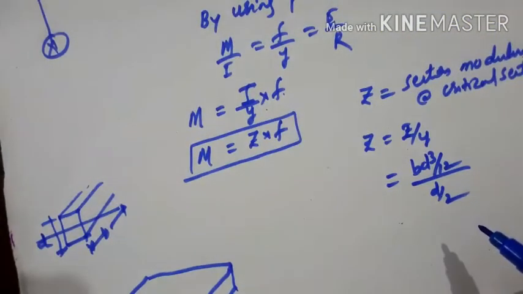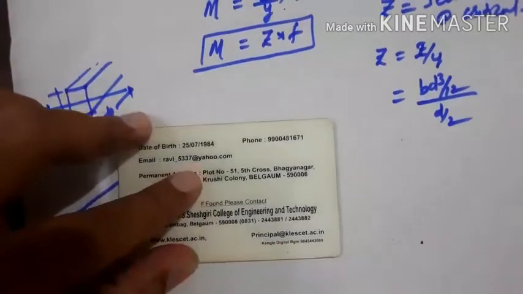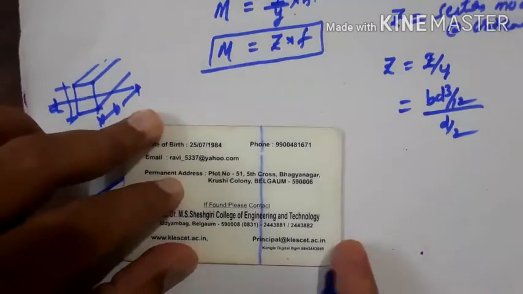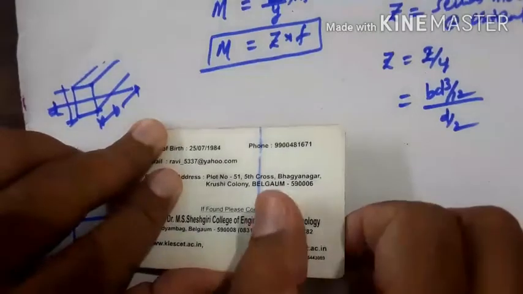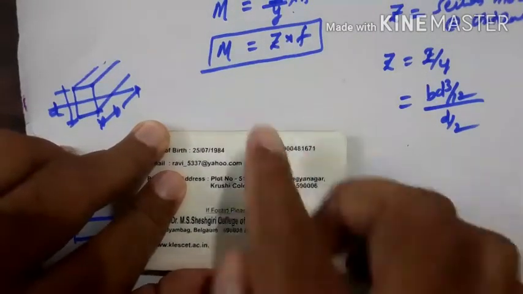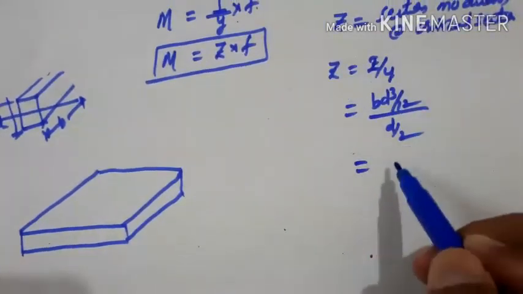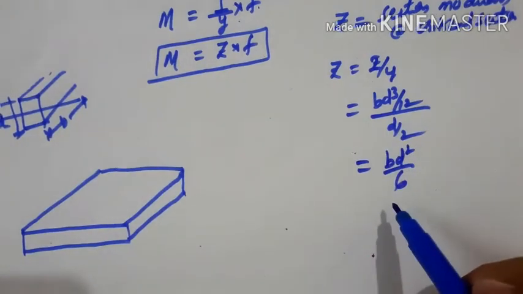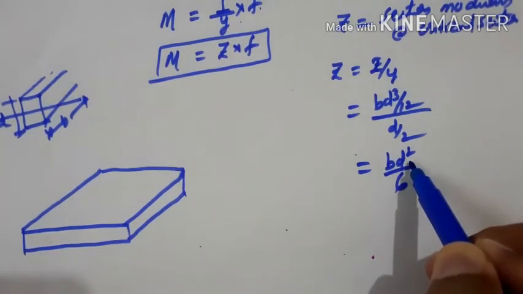And here we have to calculate the moment of resistance per unit width. Suppose this is the plate, and the critical section is here like this, then the moment will be acting about this section, it tries to bend like this. If you simplify this, you will get bd square by 6. But where to get the moment of resistance? This is bd square by 6.